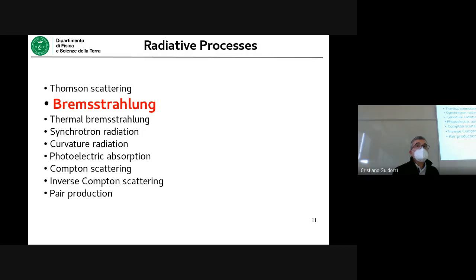We saw the energetic regime, so the energy of the photon has to be negligible with respect to the rest energy of the electron. In particular, we saw the capability of Thomson scattering to polarize radiation which is initially unpolarized, and we saw also the way it works. And so now let's move on with our review of radiative processes.